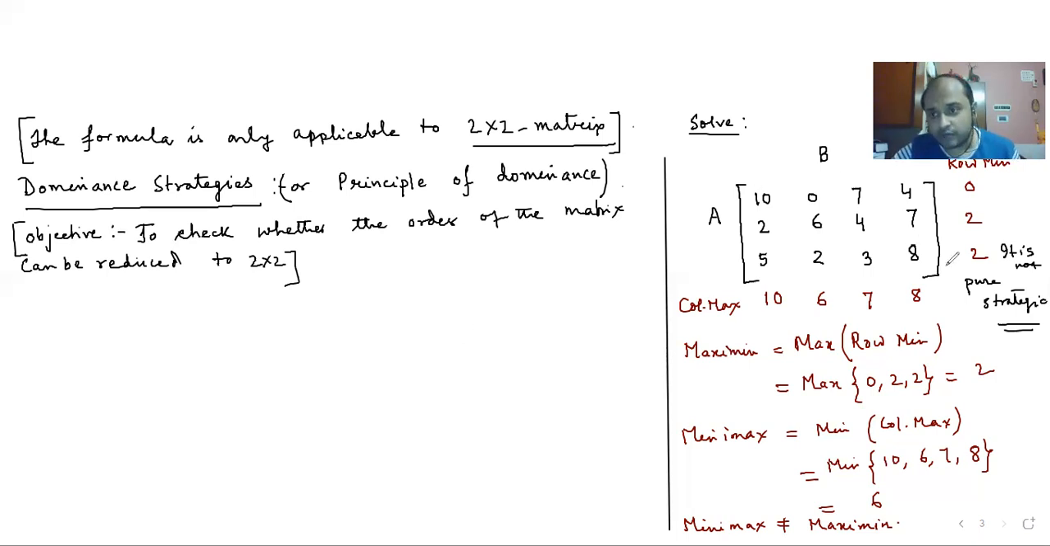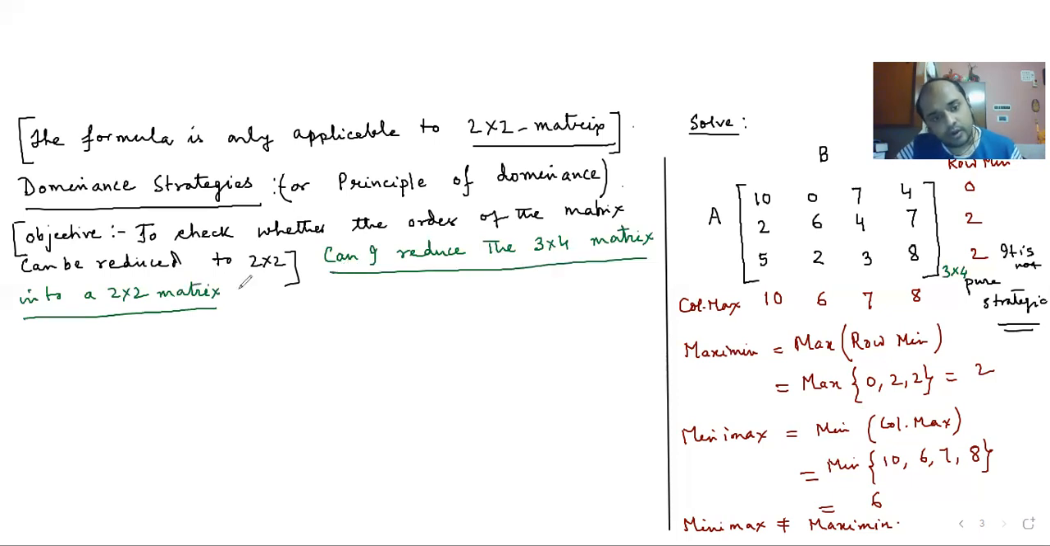Can I reduce the order of the matrix to 2 by 2? What is the order of the matrix in this case? How many rows are there? There are 3 rows. How many columns are there? There are 4 columns. So the order of the matrix is 3 by 4. The question is, can I reduce the 3 by 4 matrix into a 2 by 2 matrix? And the answer is yes, sometimes we can.